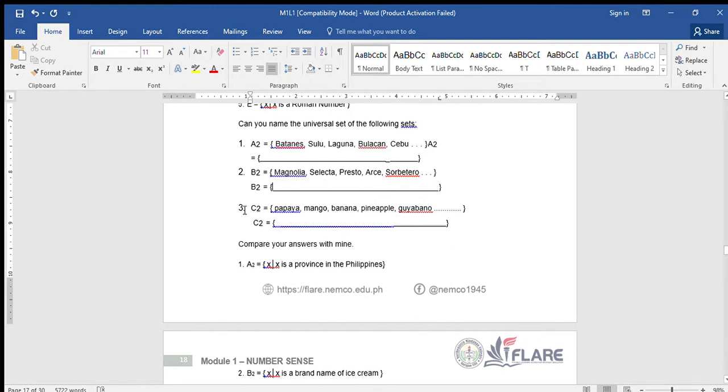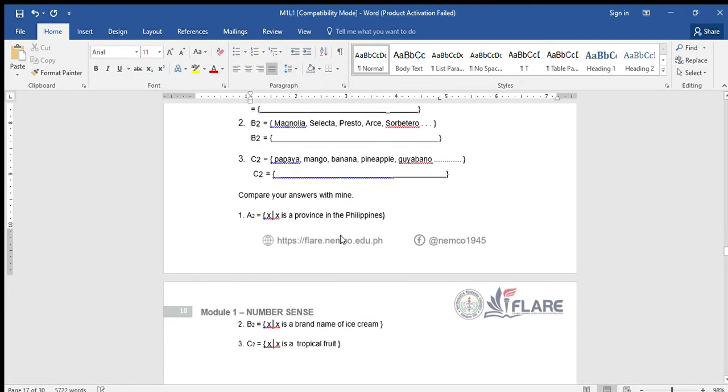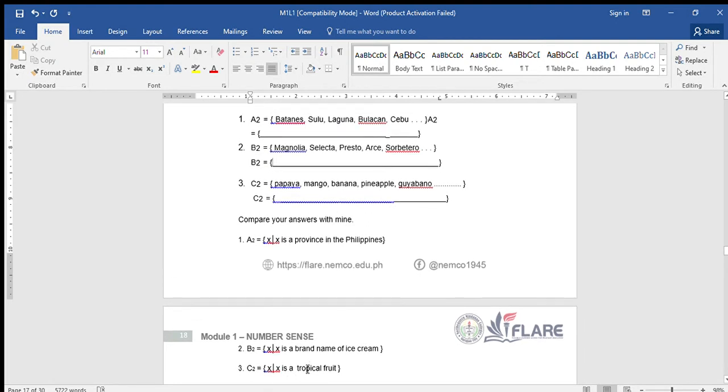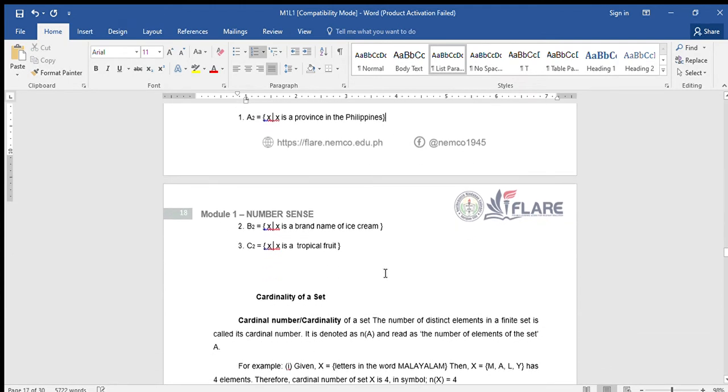Okay, let's have number 3. C2 is equal to papaya, mango, banana, pineapple, goyabano. Fruits, okay? So, X such that it is a tropical fruit. So, ingana ha ang pagka-istorya sa universal set. Na kinahanglan nimo ang kabuuan na under consideration on that elements. Okay, we're done with universal set.